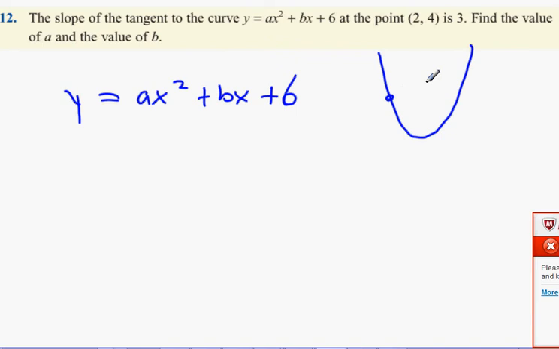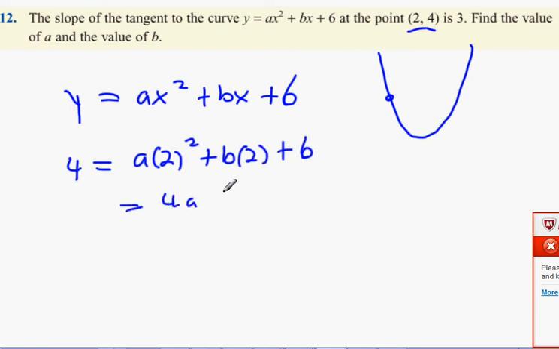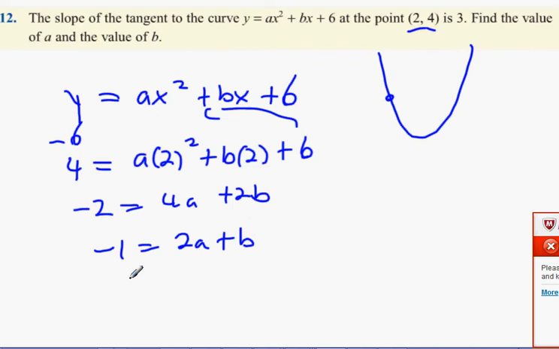What happens is, if my input is 2, my output is 4. So the actual point is an equation in itself. For example, it's going to be a times 2 squared plus b times 2 plus 6. I'm going to get 4a plus 2b. Bring over the 6, it becomes minus 6, so the right side becomes minus 2. Divide both sides by 2. Minus 1 equals 2a plus b. 2a plus b equals minus 1.